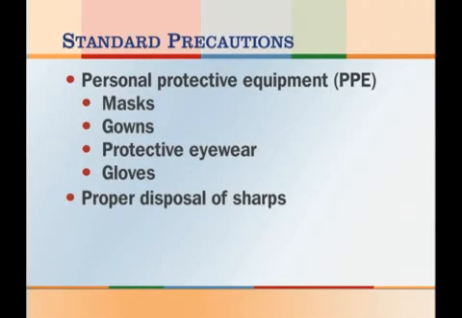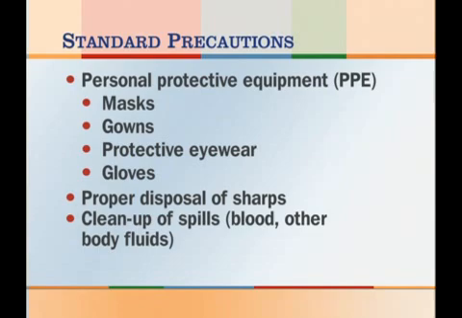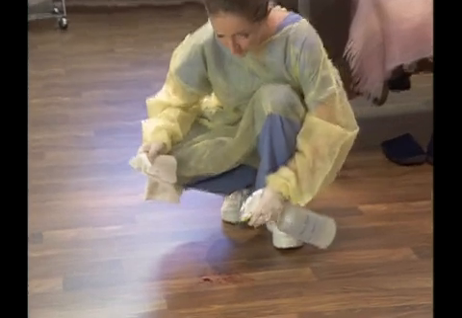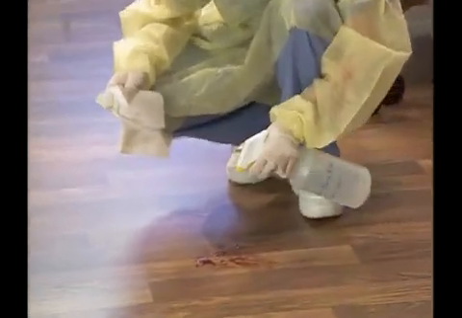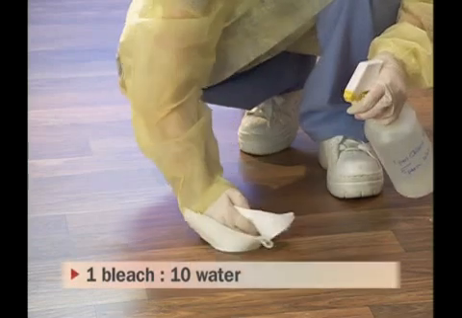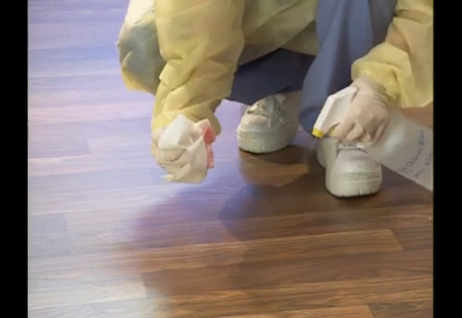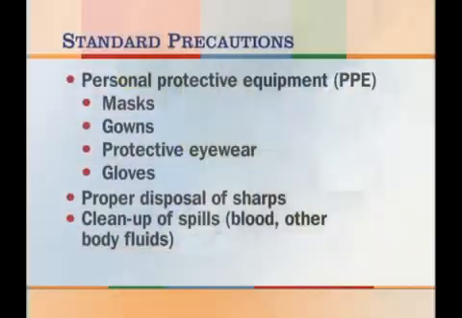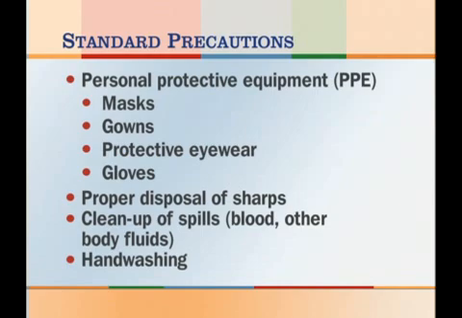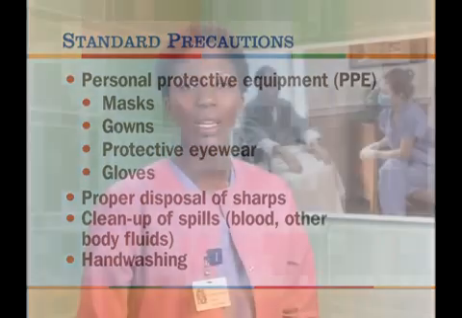Standard precautions also include the cleanup of spills of blood or other body fluids in an approved manner. Spills of blood or other body fluids must be cleaned up with an approved cleaning agent or a solution of 1 part household bleach to 10 parts water. Wear personal protective equipment while cleaning up spills. And standard precautions include hand washing. Again, the single most important method of preventing the spread of infection. In order for standard precautions to be effective, they must be used consistently. They must become your standard of professionalism.